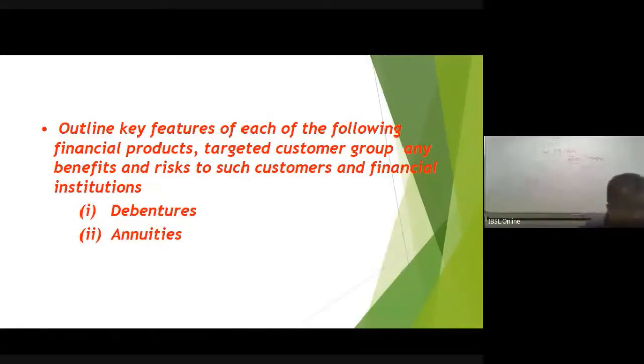Okay, then who is the target group? Who's going to buy these debentures? Usually the corporate customers and some wealthy investors who have money. Some institutions are going to buy. These are your target groups, right? Okay, maybe overseas buyers sometimes, right? So then what are the benefits to the bank, meaning the issuer, and what are the benefits to the customer or investor who's going to take these debentures?